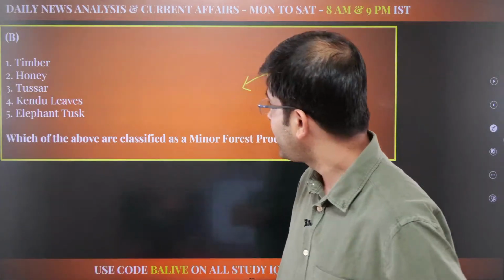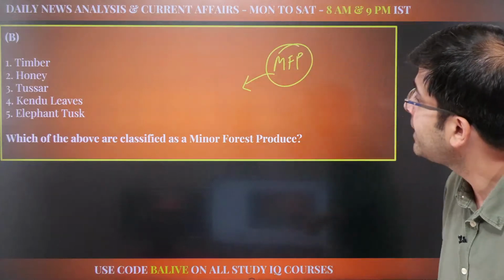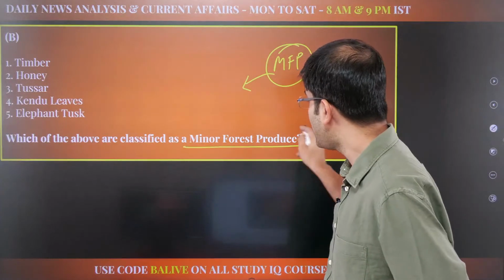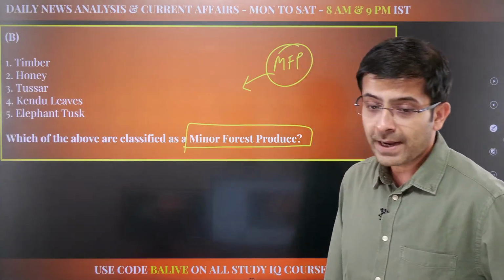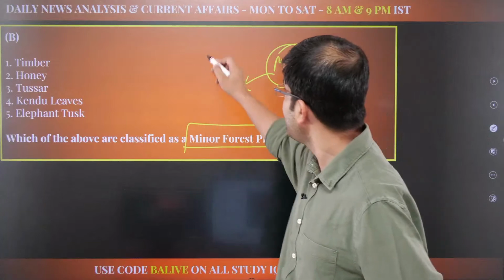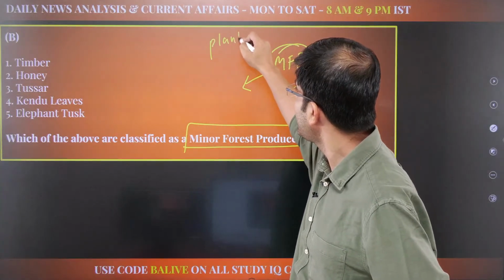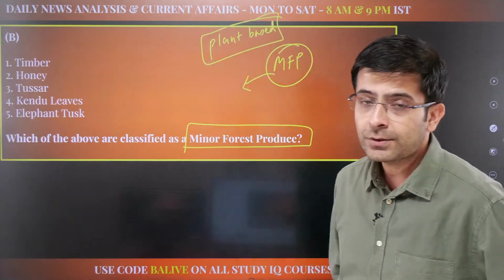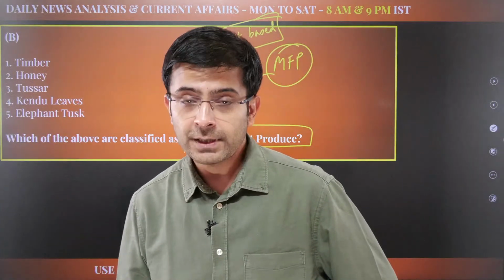All right. Timber, honey, tussar, kendu leaves and elephant tusk. Which of the above are classified as minor forest produce? Make a note of what I told you: MFP has to do with plant-based products. Therein lies your answer. So plant-based products or goods can be taken out of the forest by local communities, tribals, forest dwellers, those who live on the fringes of the forest.